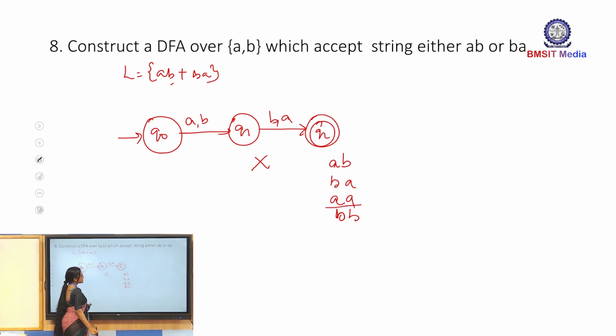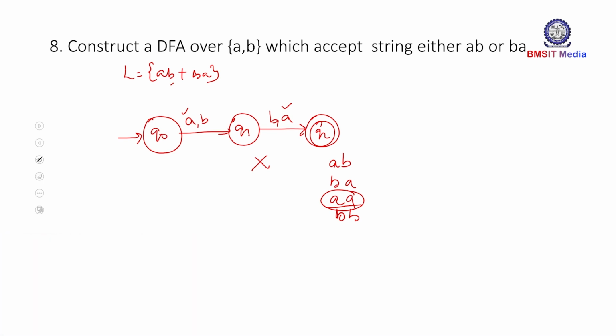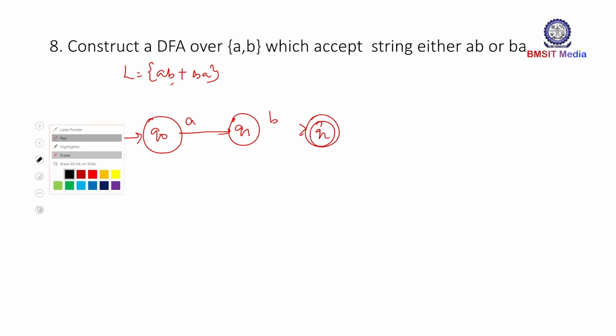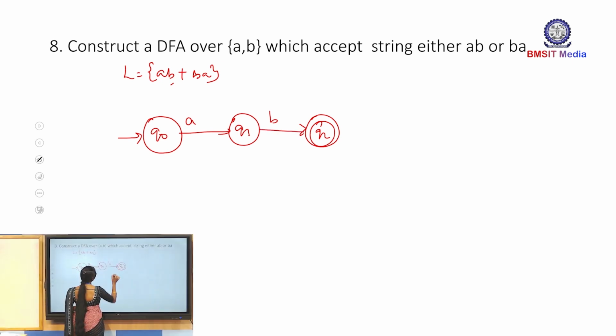Let me check for this condition AA. Q0 on accepting AA reaches Q1, and Q1 on accepting AA reaches Q2, which means that AA is accepted by this DFA. So we cannot have a construction in this way. The better one is, let me just remove this. I'll have this minimum skeleton here for the minimum string AB. Now what I do is, I will just have one more transition for BA.